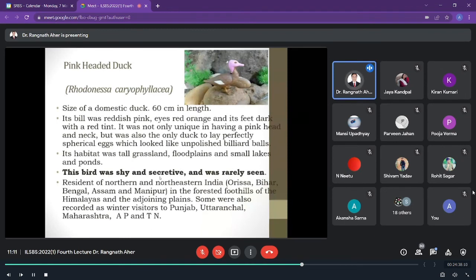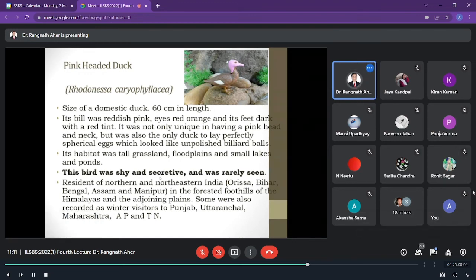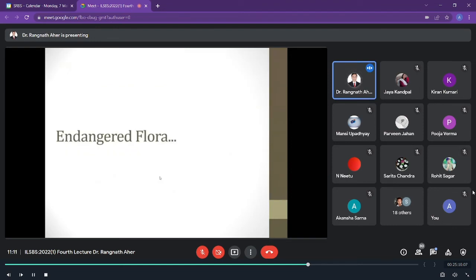The pink-headed duck, called Rhodonessa, is a good example of a bird. This bird was shy and secretive and was rarely seen. This is also one example. Previously it was available in northern and northeastern India, that is Orissa, Bihar, Bengal, Assam, and Manipur. But now it is also extinct.